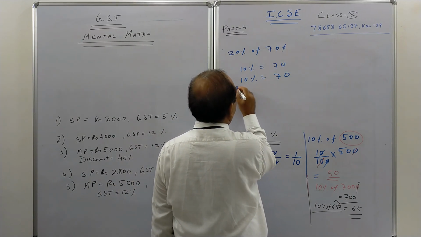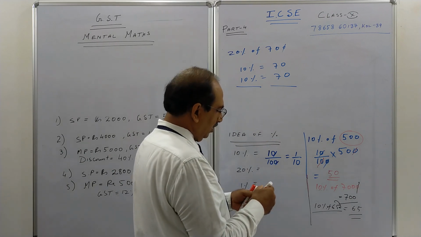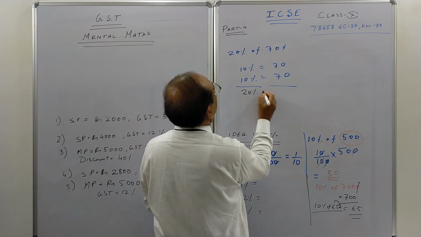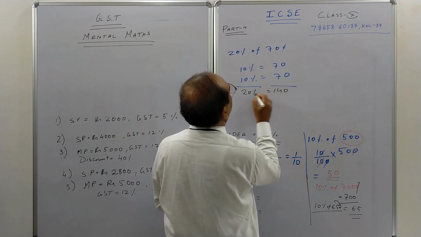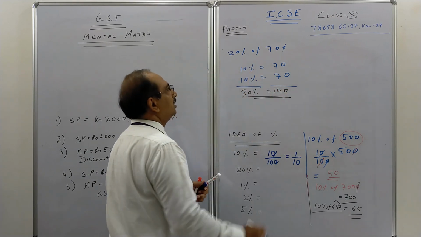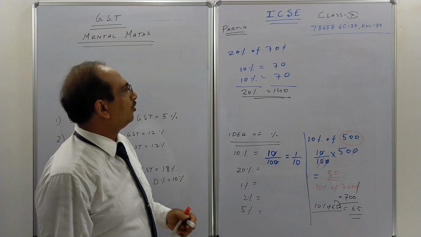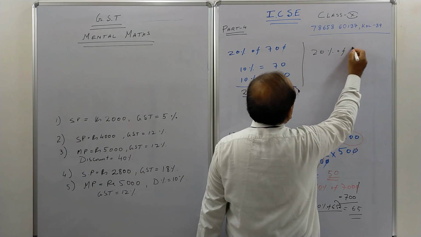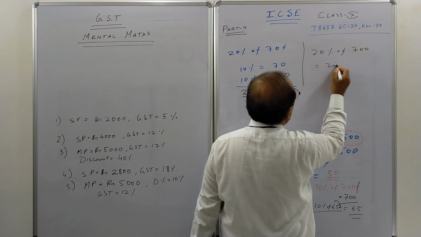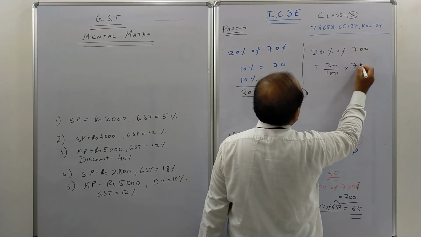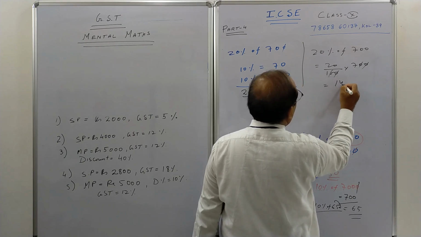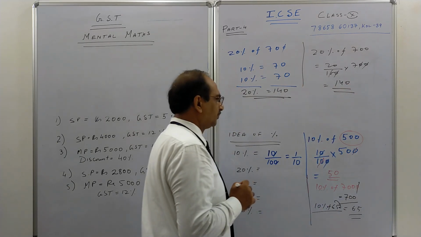So 20% you double. So what happens here? Children, 10, 10, 20. And this is 70, 70, 140. So 20% of 700 is 140. If you do it by the traditional method, of 700, it will be 20 by 100. So this is all you know. Simply you see, you get 140 here also.